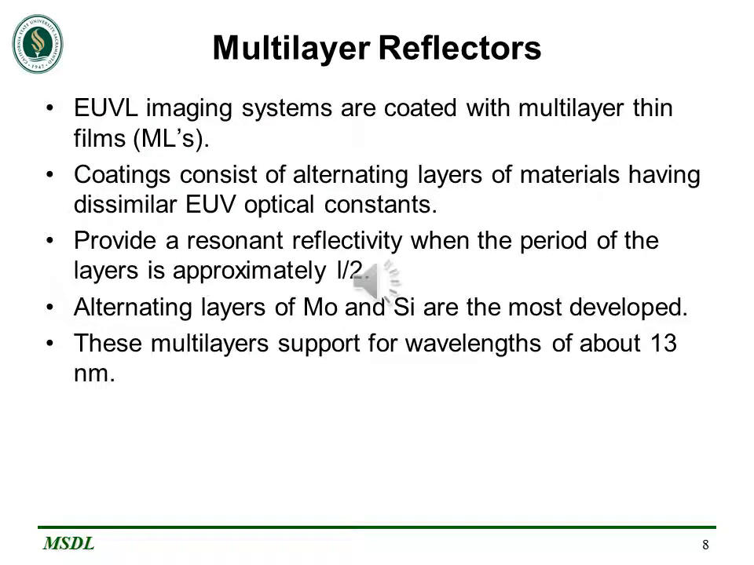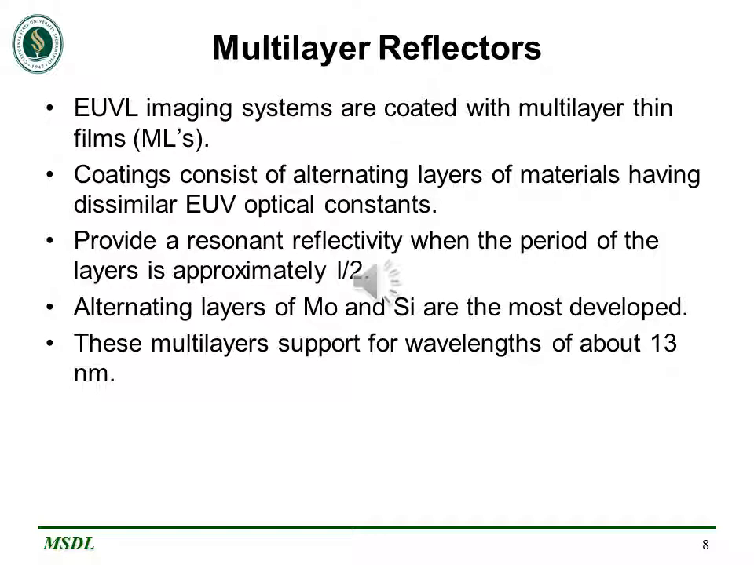In order to achieve reasonable reflectiveness, the reflecting surfaces in the EUV imaging system are coated with multilayer thin films. These coatings consist of a large number of alternating layers of materials having dissimilar EUV optical constants and provide a resonant reflectivity with a period of layers which is approximately the wavelength divided by 2. Without such reflectors, the EUV technology wouldn't have been possible.